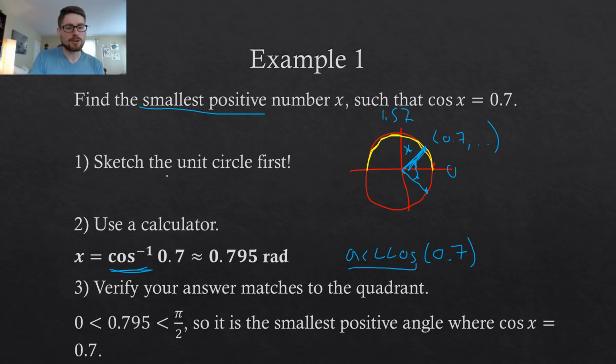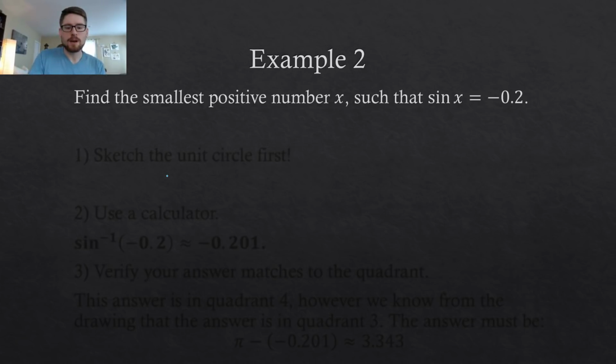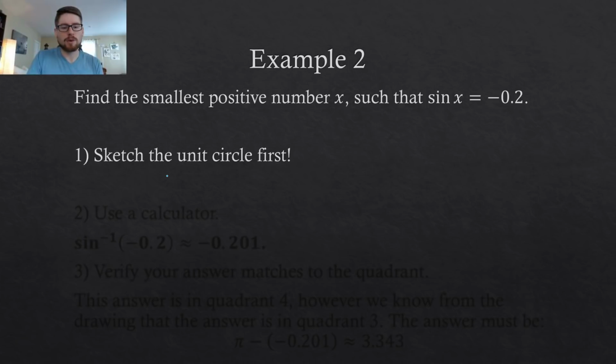We just take the calculator's word for it in this example, or rather the calculator's answer, the first answer, is the correct answer. In this example, we're going to see the limitation of the calculator, and it's not going to give us the correct answer in this case. So we have to do more thinking. Find the smallest positive number x where the sine of x is negative 0.2. Again, starting with the unit circle, so we have an estimate or an idea of where the answer would be.